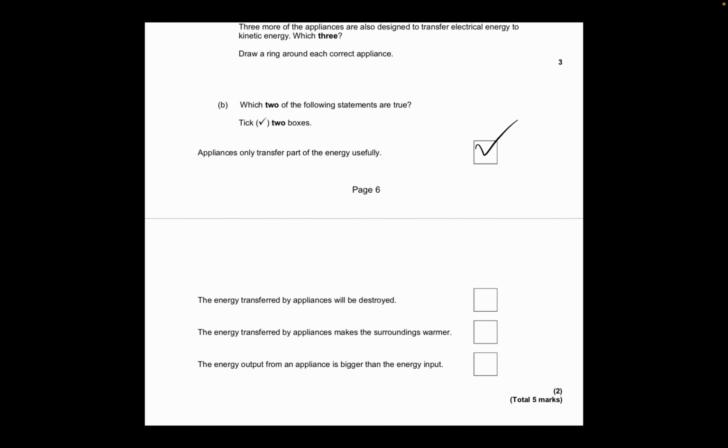The next idea is that the energy transferred by appliances will be destroyed. That's not correct, actually. The energy transferred by the appliances makes the surroundings warmer. That is true because heat is a form of wasted energy. The heat energy would be transferred to the surroundings. So in this case, the energy transferred by the appliances will make the surroundings warmer. Now this is a good 2 marks for a total of about 5 marks for this question. So pretty awesome, right? Let's move on to the next question.